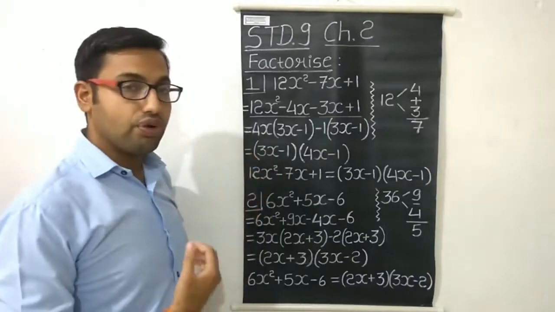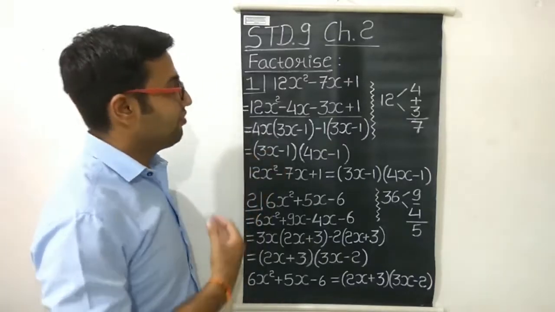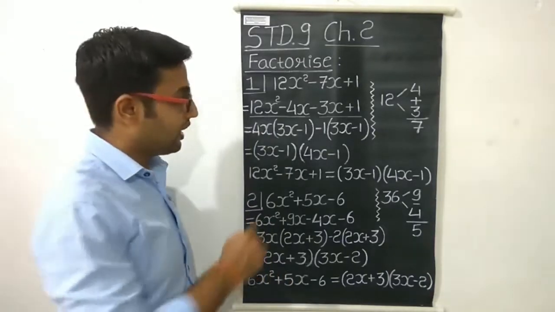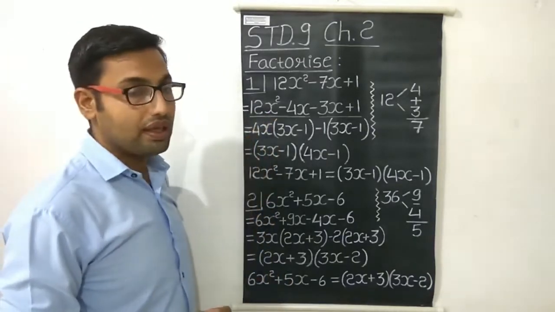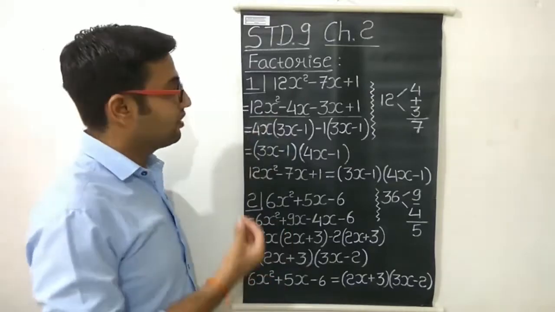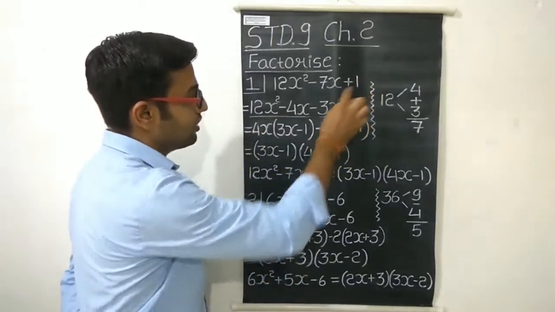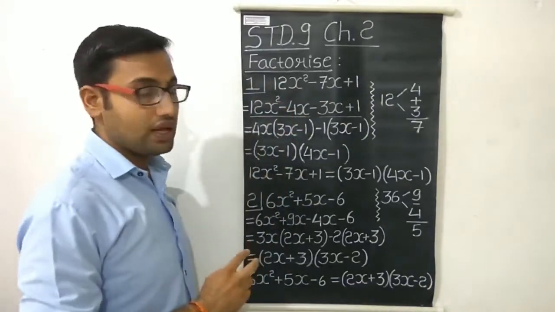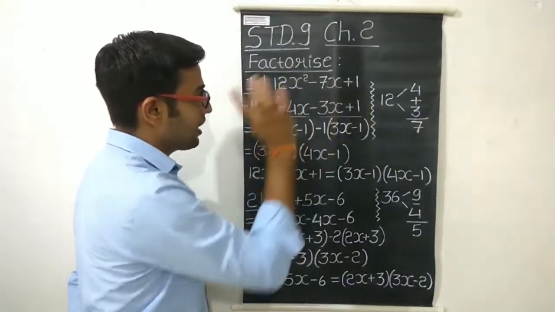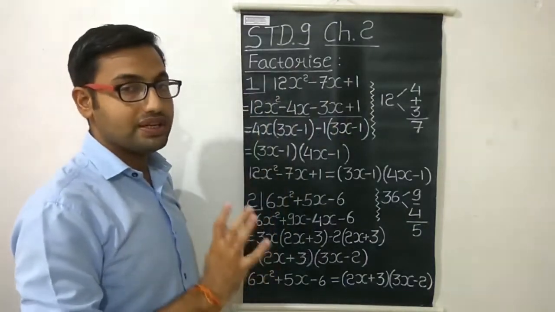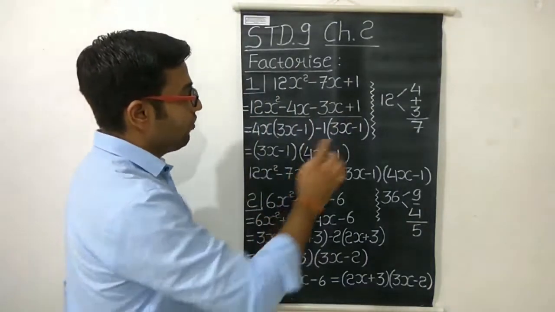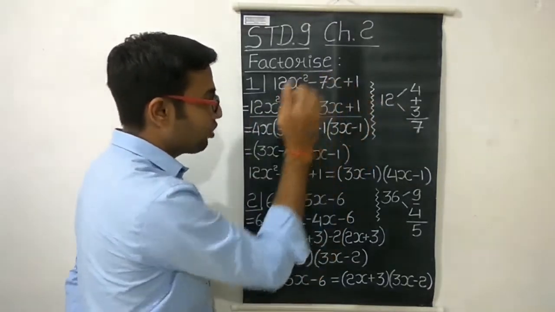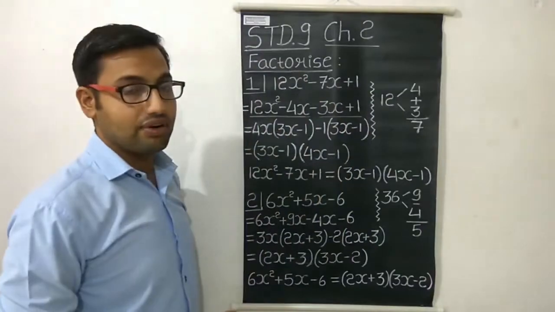This type of sum you have already studied in standard 8. We used a method called the splitting the middle term method to factorize this kind of polynomial. What we used to do is, first of all, consider the constant, it is 1. Consider the coefficient of x square, that is 12. Multiply both; 12 ones are 12. We get the total number equal to 12. Now, factorize this 12 such that the addition of both the factors becomes 7.